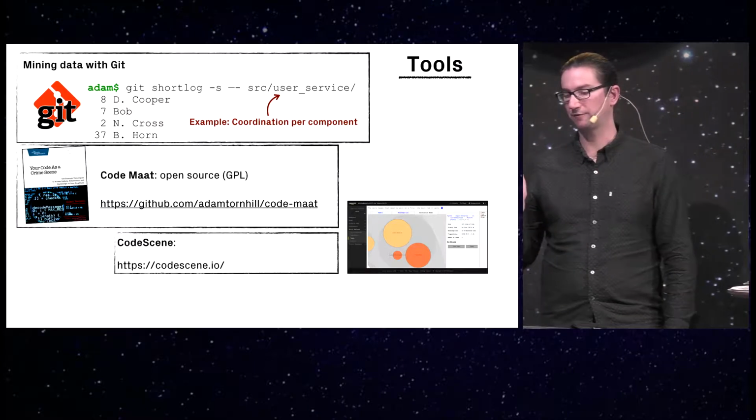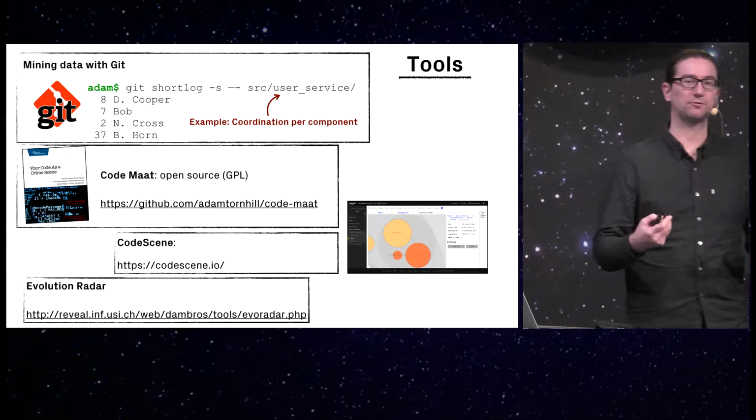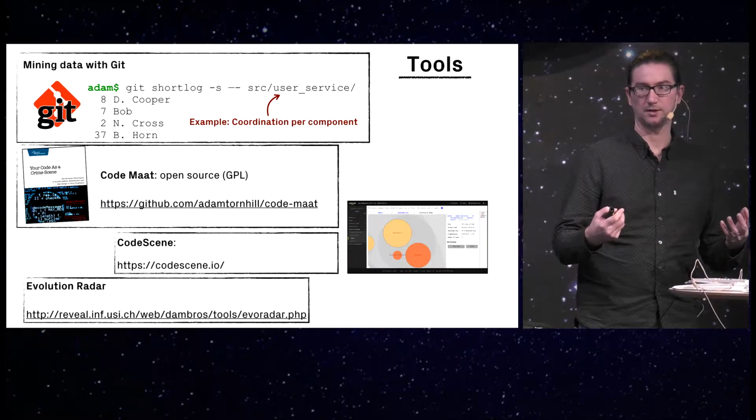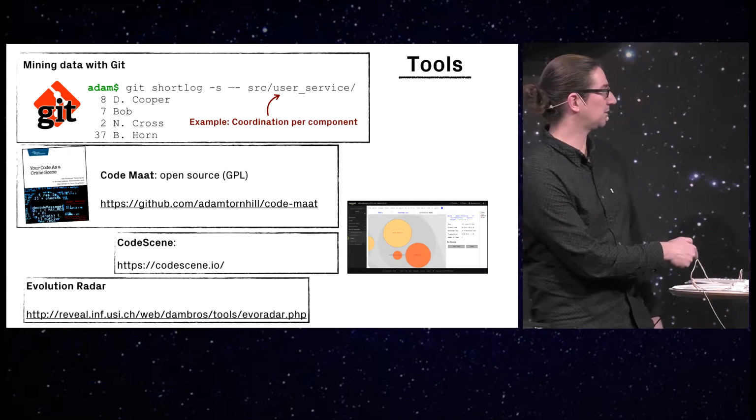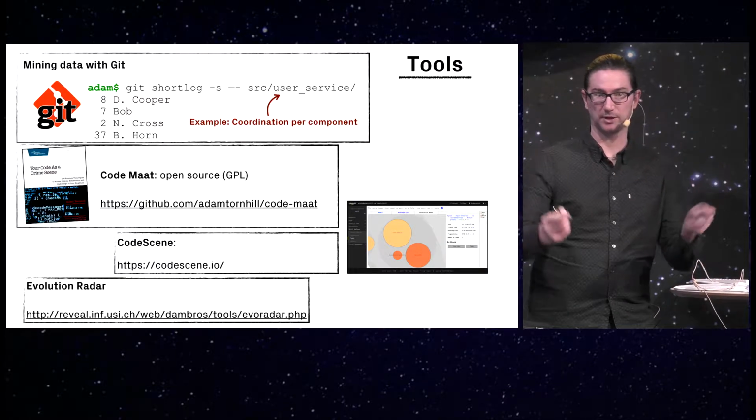Finally, this is a young field, so the tooling is still evolving, but there are some interesting options in the academic space. One of my personal favorites is something called the Evolution Radar, which is particularly good at change coupling.